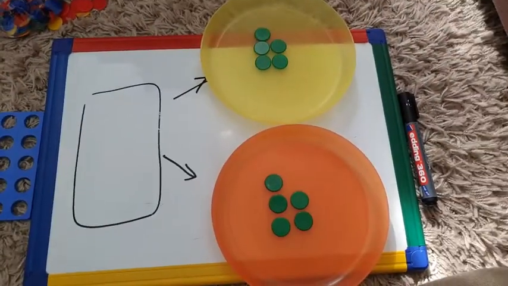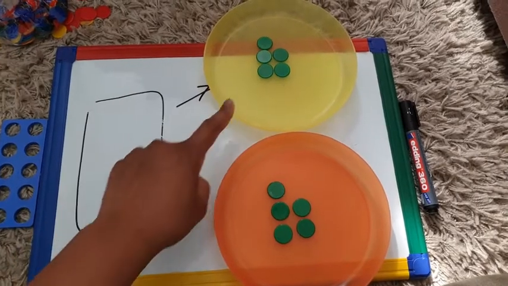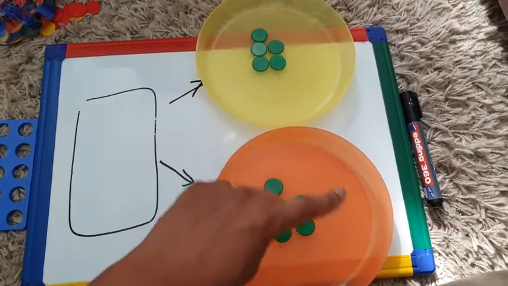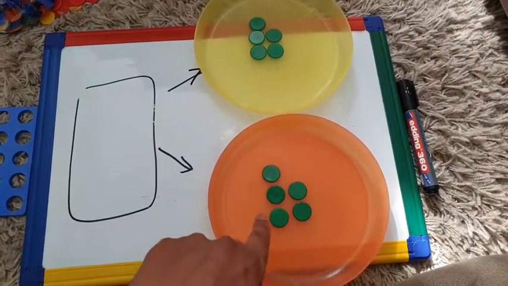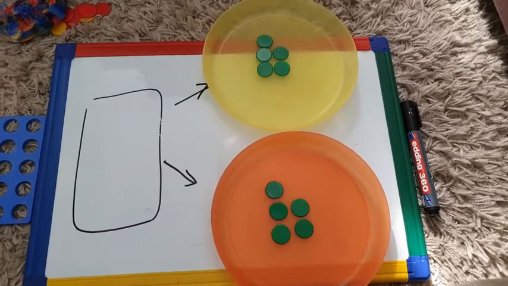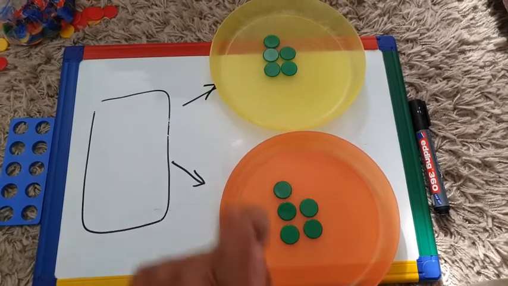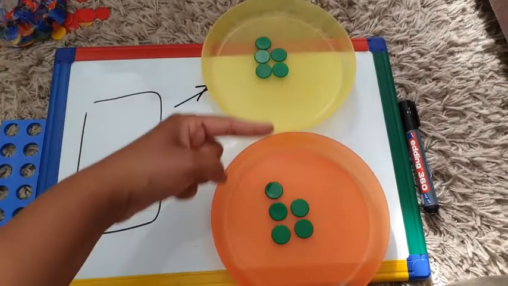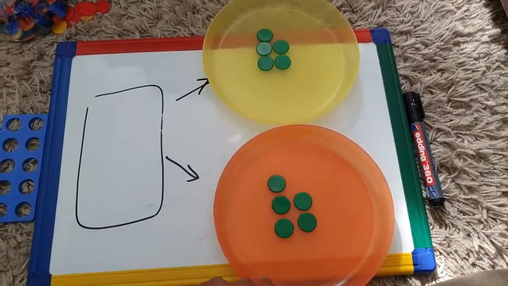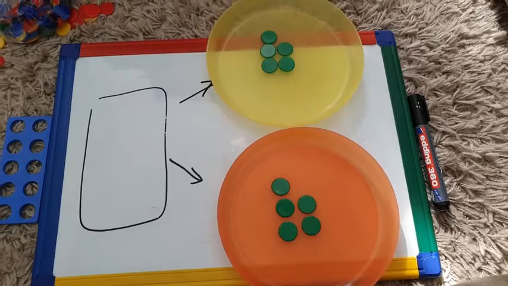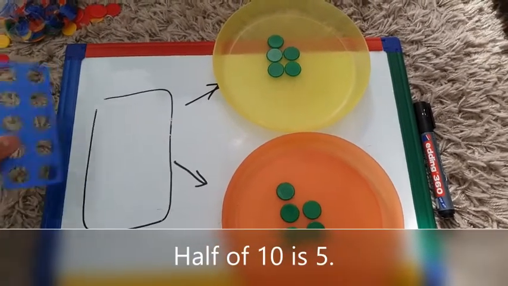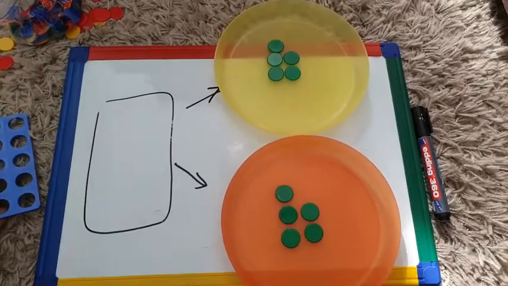Right, we shared our 10 that we started with into two equal parts. There are 5 counters in this part and 5 counters in that part. This is equally shared. Now, we know half is one of the two equal parts. So, half of 10 is 5. Can you repeat that? Half of 10 is 5.